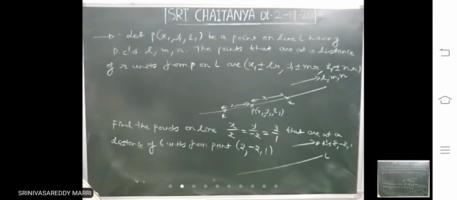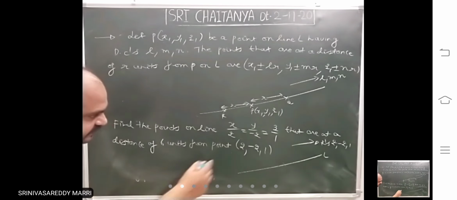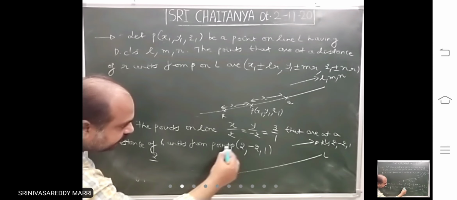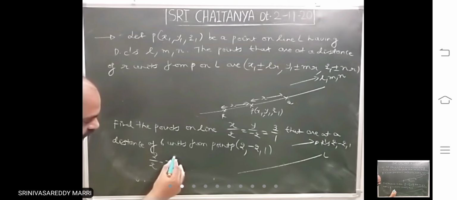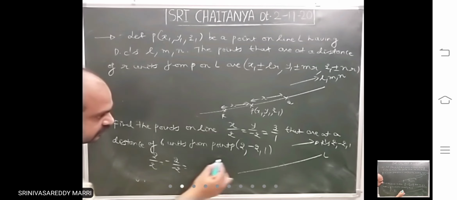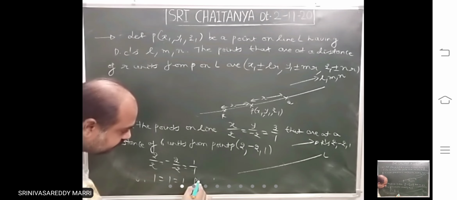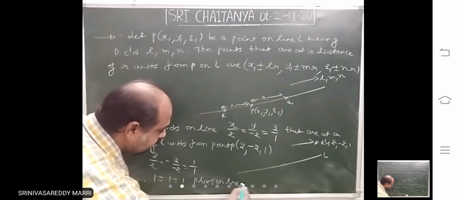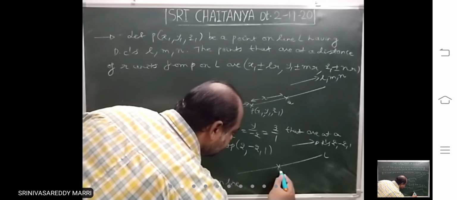Now look at this point. You have to see whether it lies on the line or not. Let us say this is point P. So 2 by 2 equals minus 2 by minus 2, and just substituting, 1 equals 1 equals 1. That means P lies on the line. It is a point on the line.